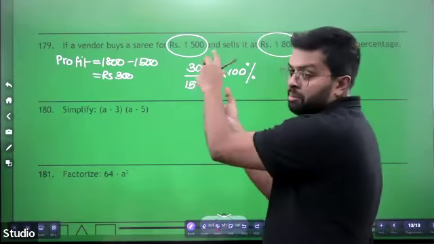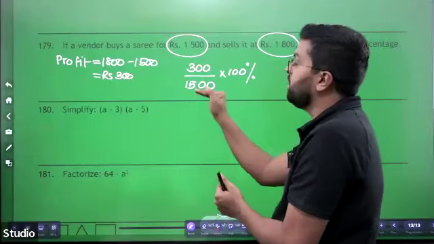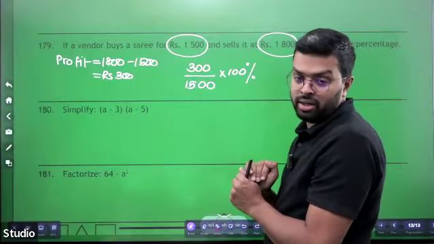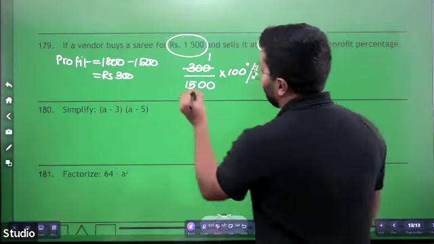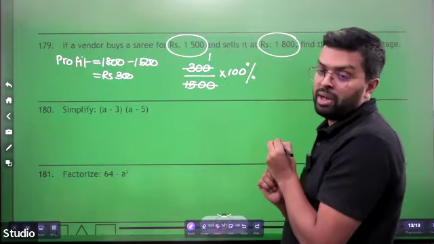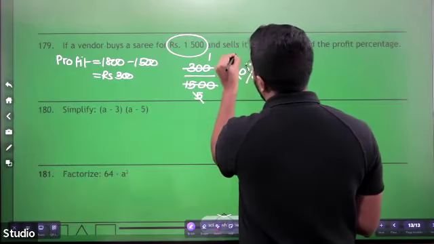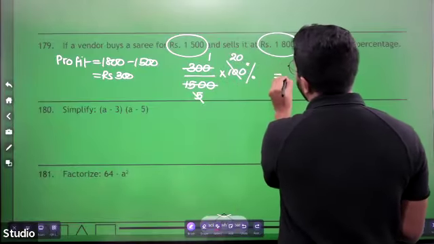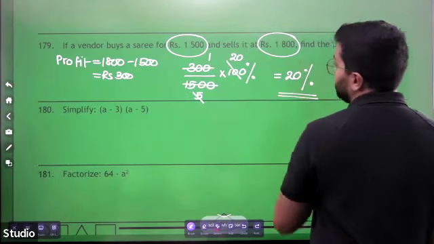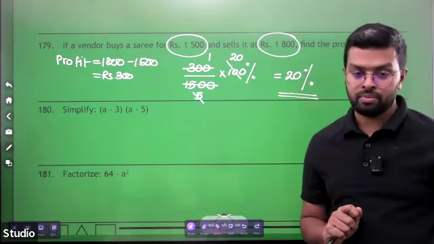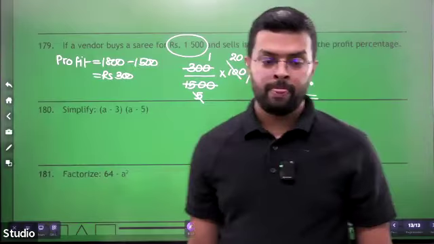So let me simplify the fraction 300 over 1,500. Both numerator and denominator are divisible by 300. So 300 divided by 300 is 1. 1,500 divided by 300 is 5. 100 divided by 5 is 20. So the profit percentage equals 20%. Clear? All right. So can I move on?